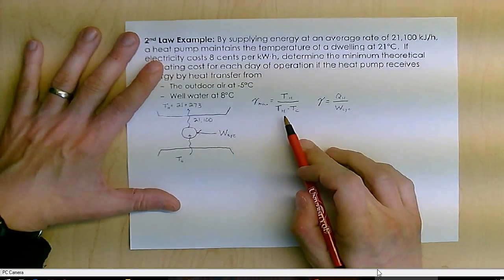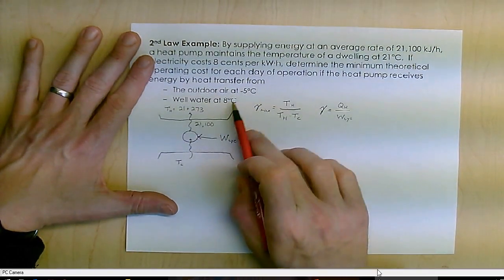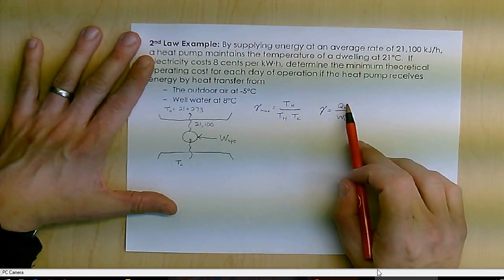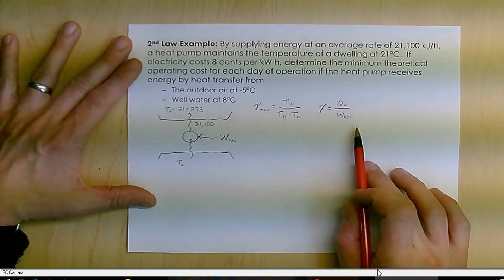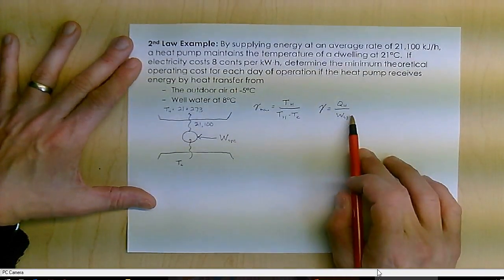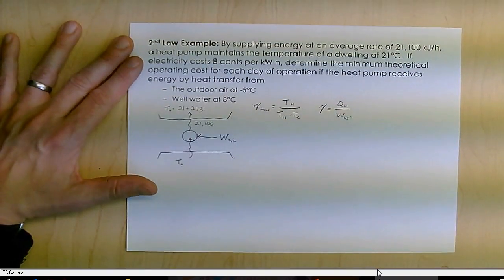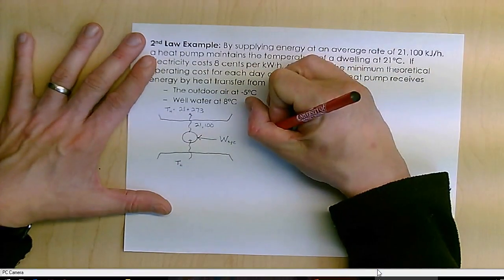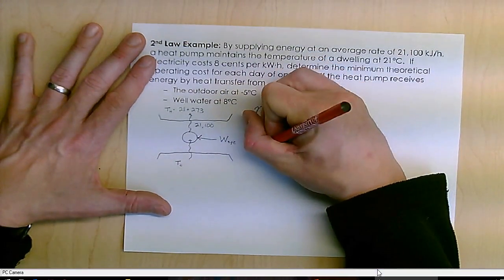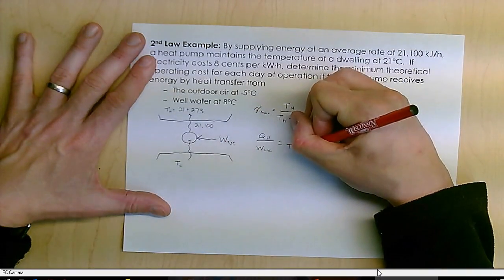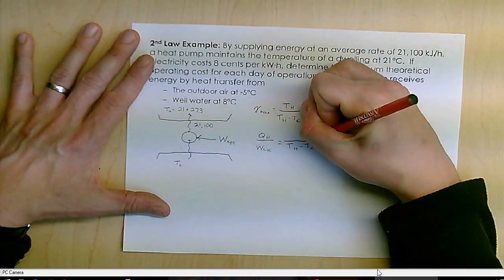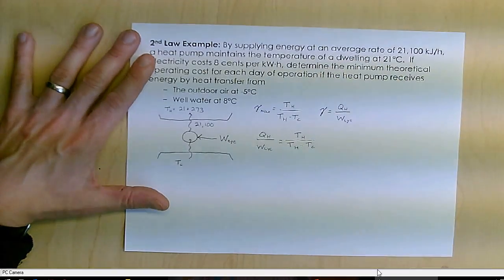So I know my temperatures, right? T hot is 21. I've got these two different T colds. QH is 21,000. I'm looking for the work of the cycle. Once I have the power that the cycle is creating, I can then figure out how much it costs per day. So what I do here is I set these two equal to each other. QH over W equals TH over TH minus TC.